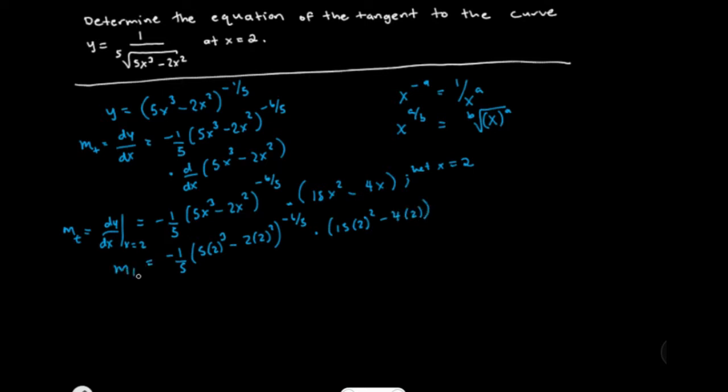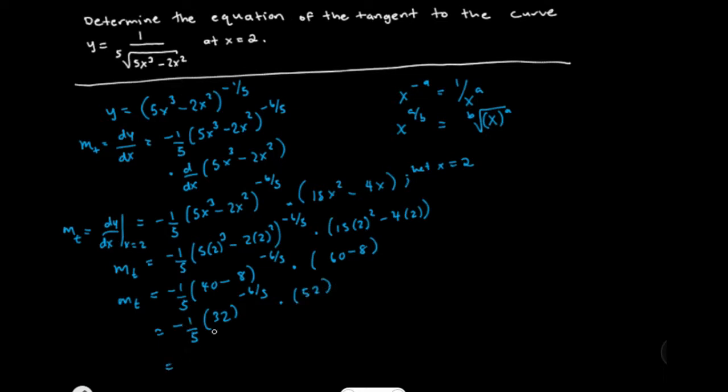So it is a little tedious, so I'm going to just crunch all of this out. This is negative 1 over 5 times (8 times 5, 40, minus 2 squared is 4 times 2 is 8) to the power negative 6 over 5 times (15 times 4, that's 60, minus 8). So this is negative 1 over 5 times 32 to the power negative 6 over 5 times 52.